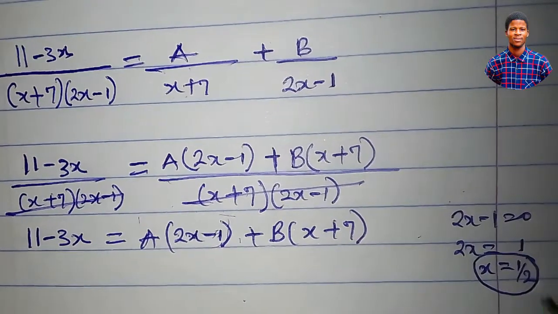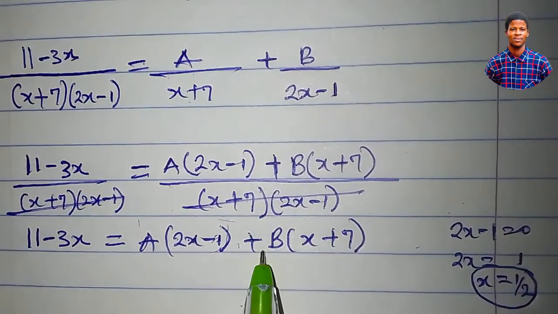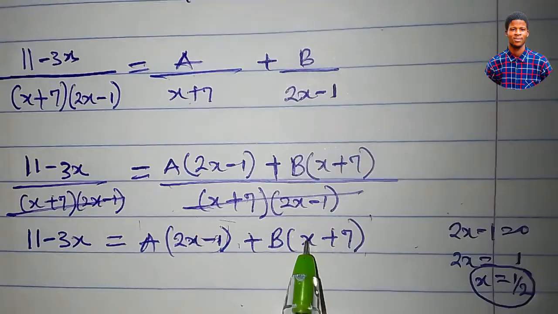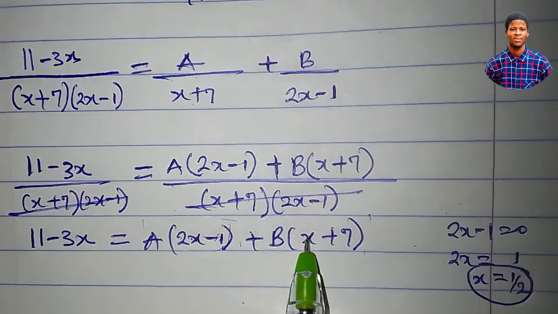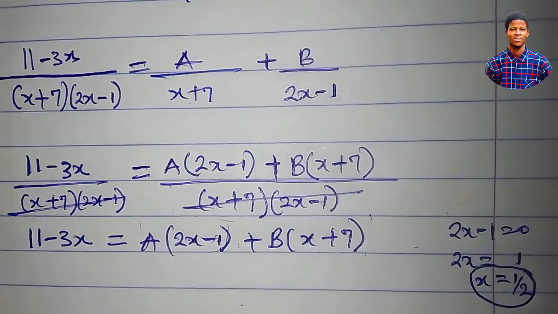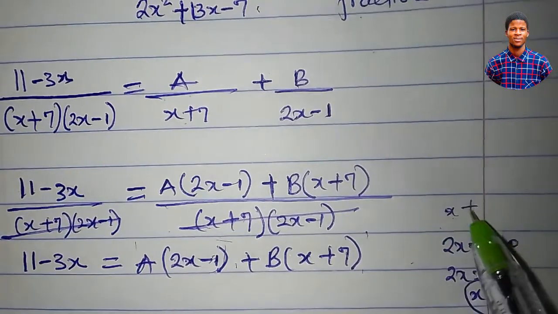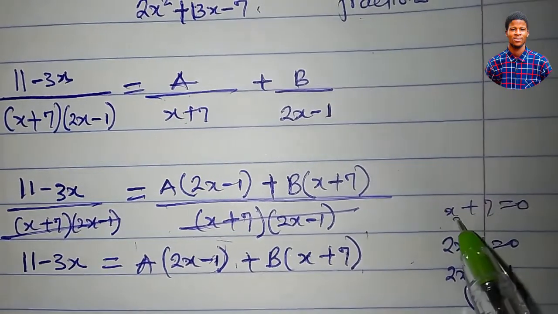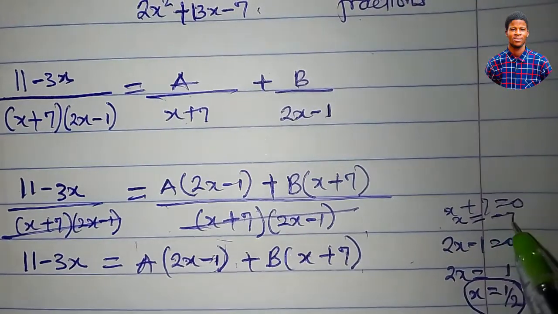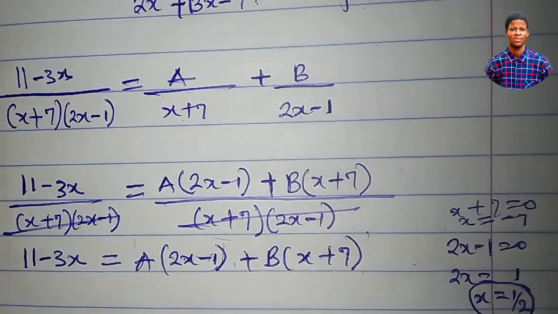That is the point. To make everything here 0 now, for example, I'll put minus 7 for x, because minus 7 plus 7 is 0. How did we get minus 7? It is simple. x plus 7 is equal to 0. From here, x is equal to what? Minus 7. That's the point.